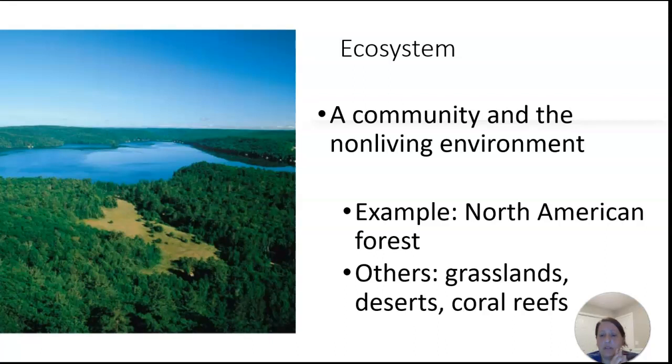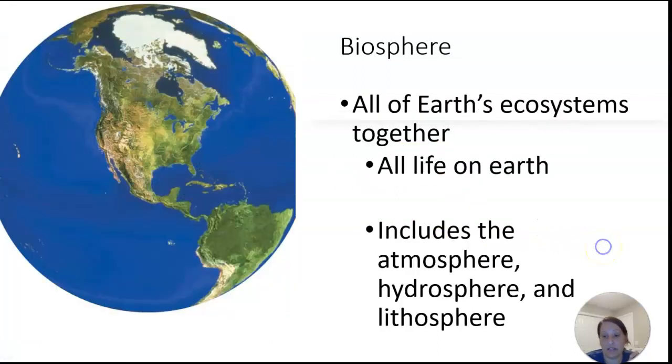So here's an example of this picture. This is a North American forest, and for those of you who hike in the Adirondacks, you're probably really familiar with this type of a picture. I don't know exactly where it's from, but it's definitely a North American forest. Beautiful. Other examples are grasslands, deserts, coral reefs. The Arctic tundra is an example. Okay, rainforests. Those are all ecosystems. So again, scientists study ecosystems.